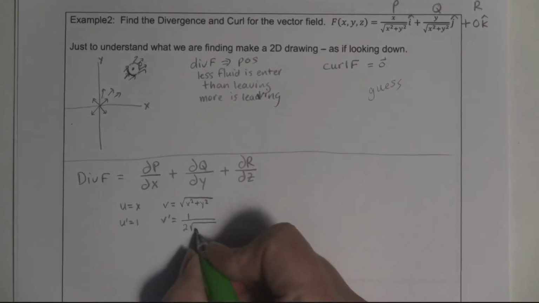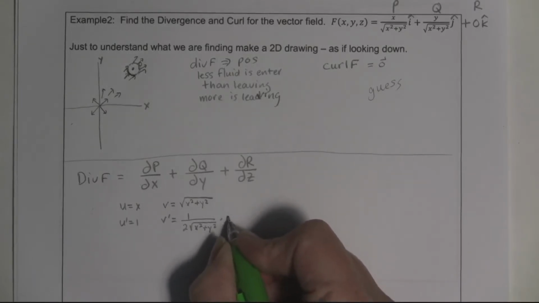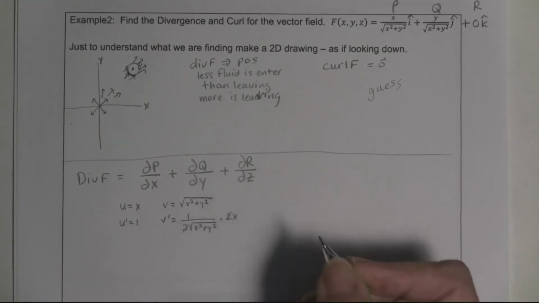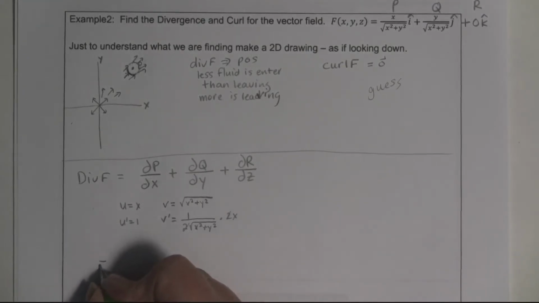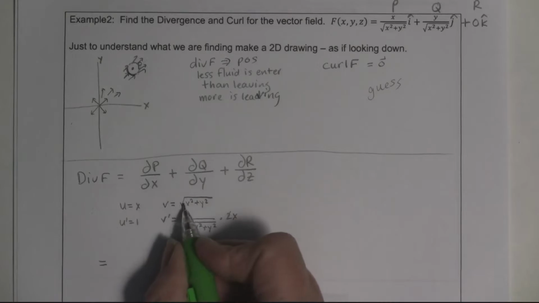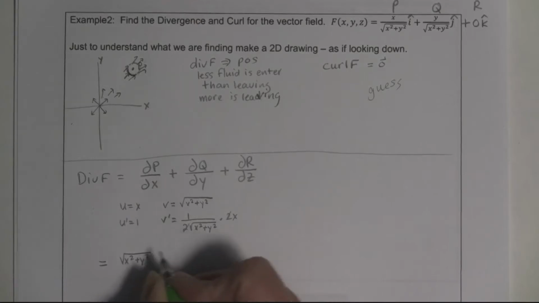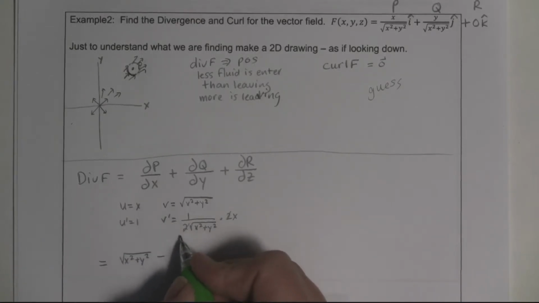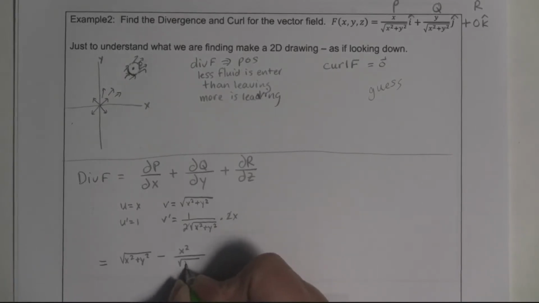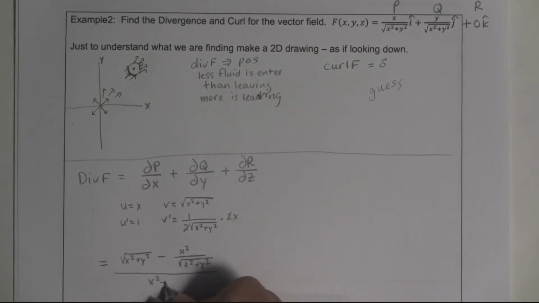So I'm taking the partial with respect to x. So x squared, y is a constant here. When I do the chain rule, this is times 2x, and the 2's drop out. Now I have to remind myself that I am doing the quotient rule. So you multiply u prime times v, so that is the square root of x squared plus y squared, minus u times v prime, so that's x squared over the square root of x squared plus y squared. Then you divide that by this darn thing squared, which is x squared plus y squared.